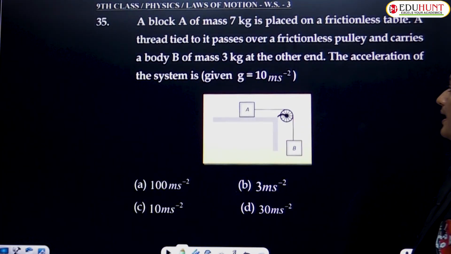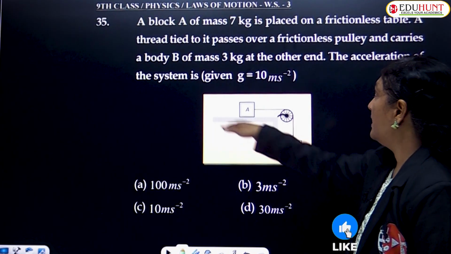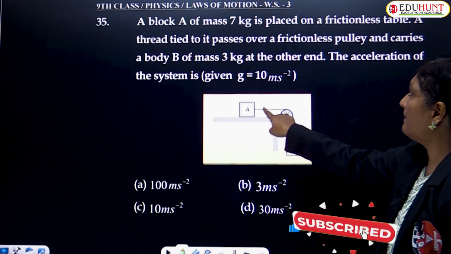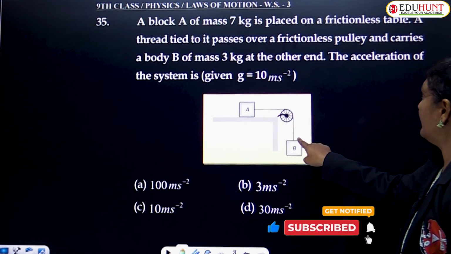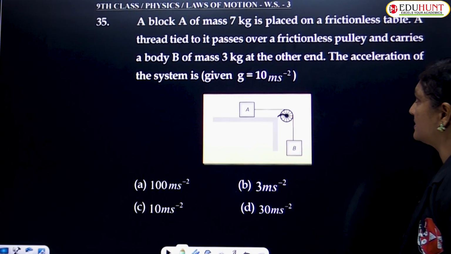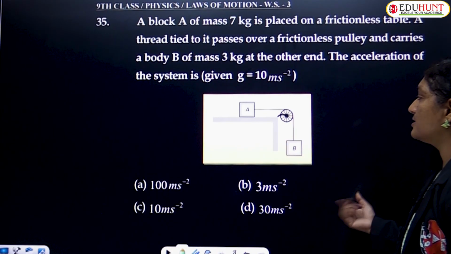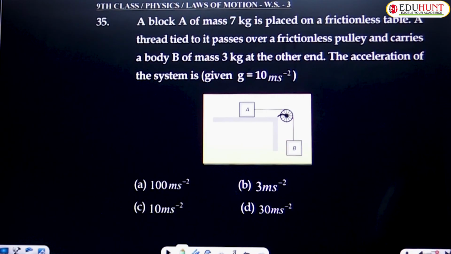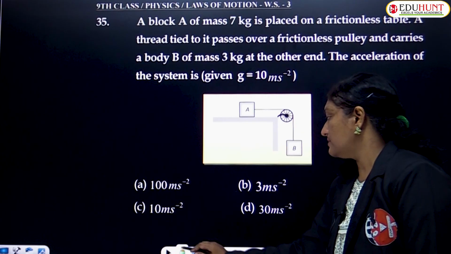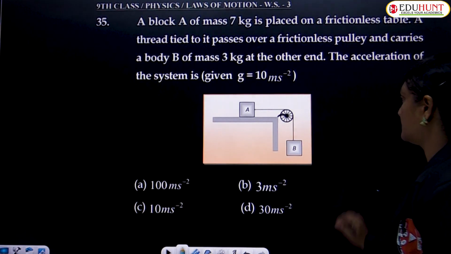35th. A block A of mass 7 kg is placed on a frictionless table. A thread tied to it passes over a frictionless pulley and carries a body B of mass 3 kg at the other end. You're asked to find the acceleration of the system, and the value of g is given as 10 meter per second square.